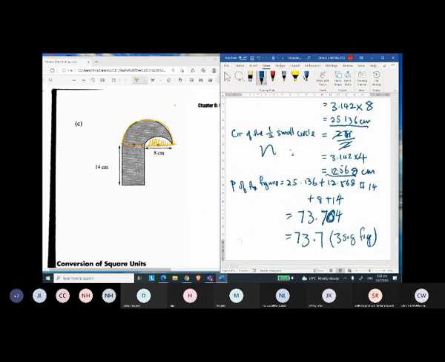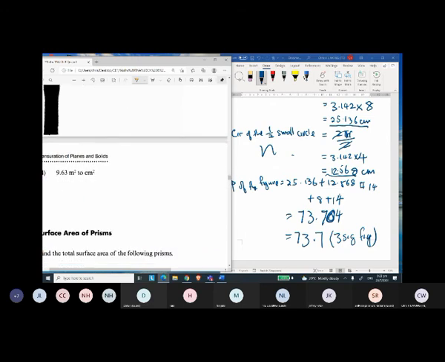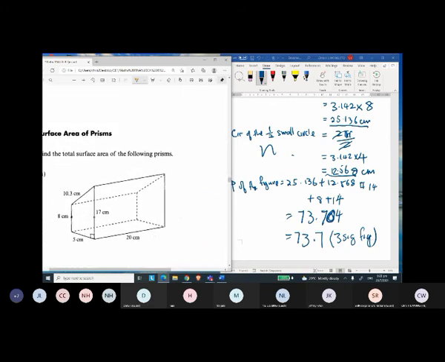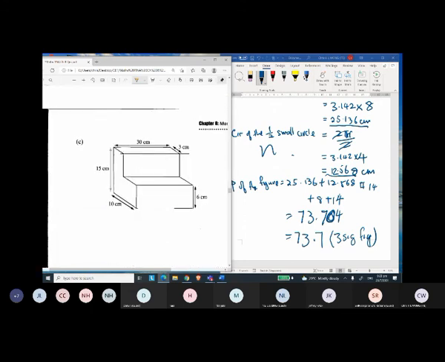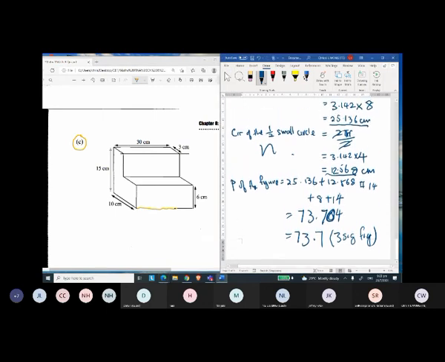I'm going to give you one, then you'll do. You're supposed to find the total surface area. I want you to do this. Give me the total surface area. Now, this one, there's a line there because when I scan, the line didn't come up. So there's a line here. Give me the total surface area of this.